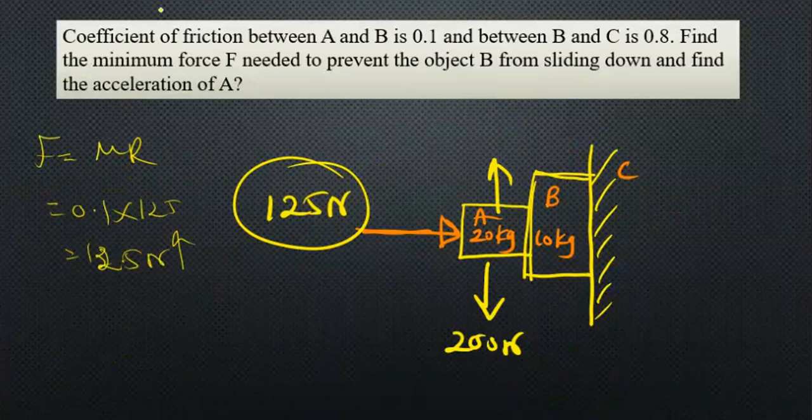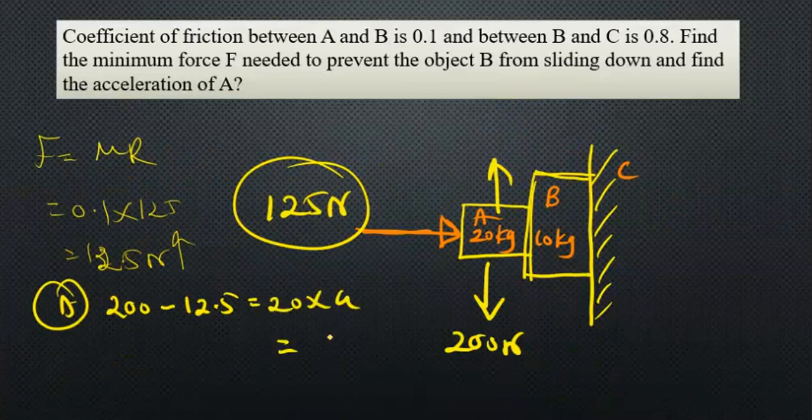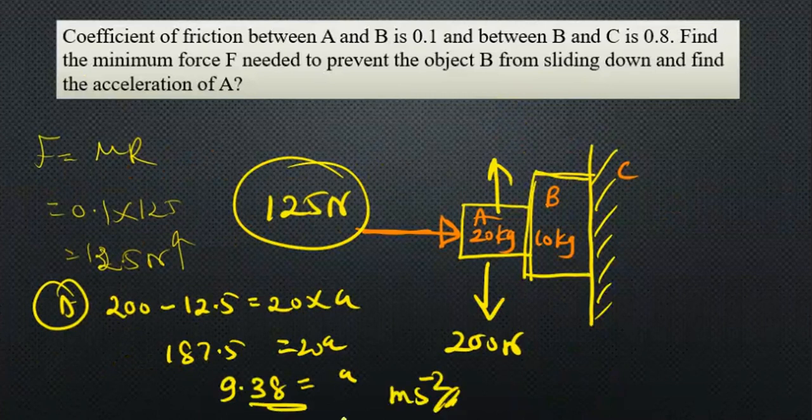So let's apply F equals ma for A. The downward force we have is 200 minus 12.5 equals 20 into acceleration. So we get 187.5, so a equals 187.5 divided by 20, that is 18.75 divided by 2. So it's 9 point, almost close to 9.38 meters per second squared. So that's the second answer.